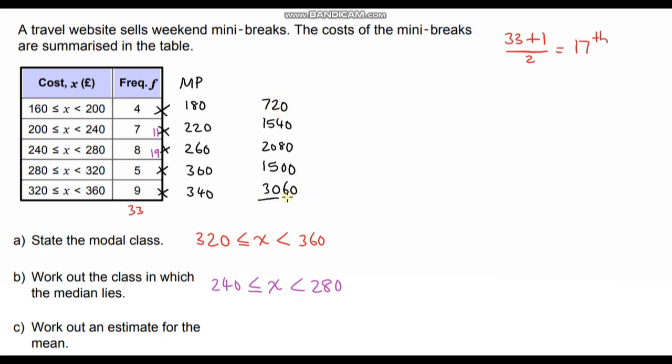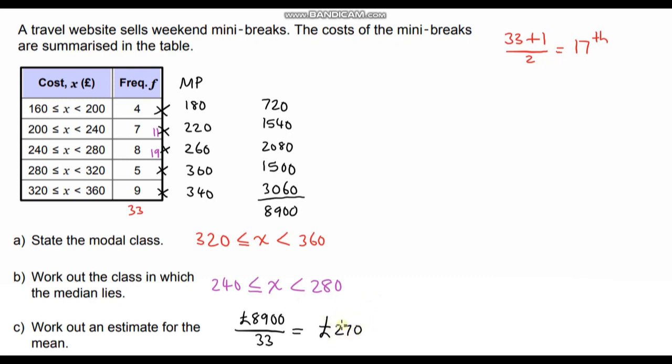To work out the cost in total for all of the mini breaks, we just need to add all of these together. And that gives me £8,900 in total. So to calculate an estimate for the mean, we take the total cost, which is going to be £8,900, and we divide that by the number of mini breaks, which we know is 33. So let me put that into the calculator, and I get £269.70. So I'll just round to the nearest pound, so that comes to £270.